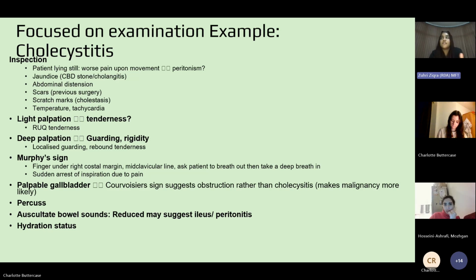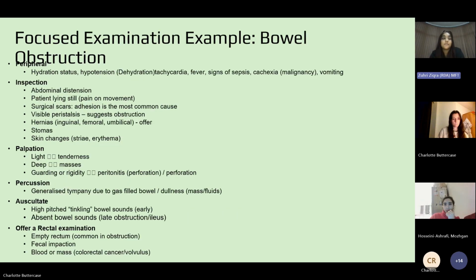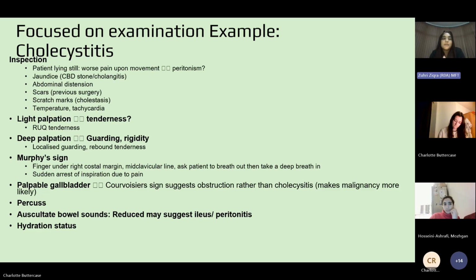Then we always move on, finish your whole examination, percuss everything that you need to percuss, auscultate. Again, normal bowel sounds should be what you hear, but if it's reduced, is it post-op ileus or any type of ileus, is it peritonitis, for example? And then for any type of condition, I would always offer that you would do a hydration assessment as well at the end.